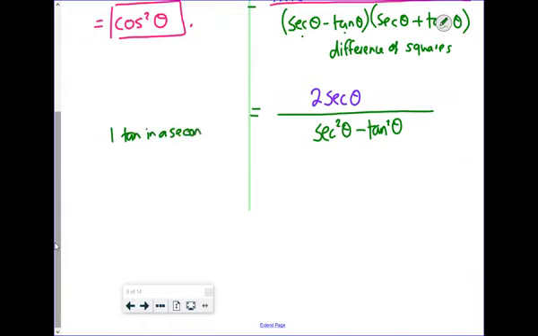Please don't go around saying that like it's something meaningful. This is just our silly way of remembering it. That tells me that 1 plus tangent squared theta equals secant squared theta.